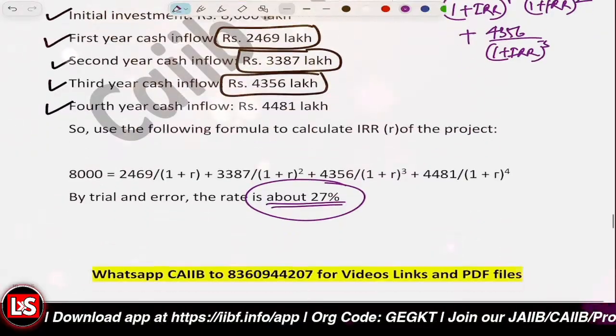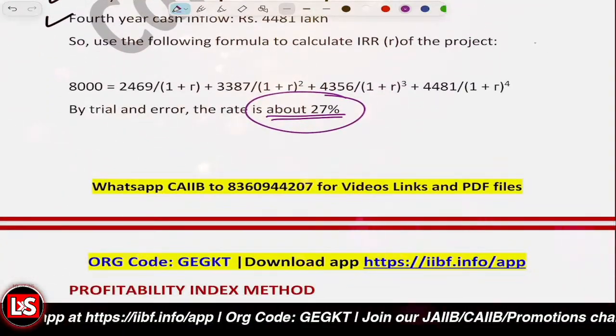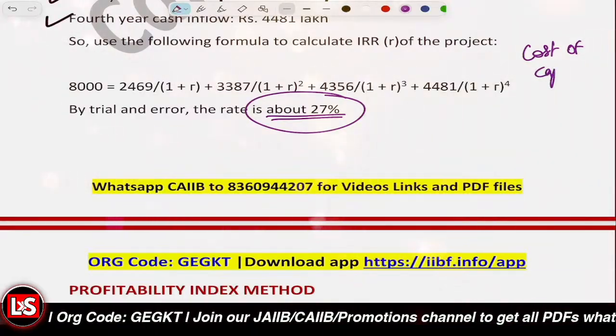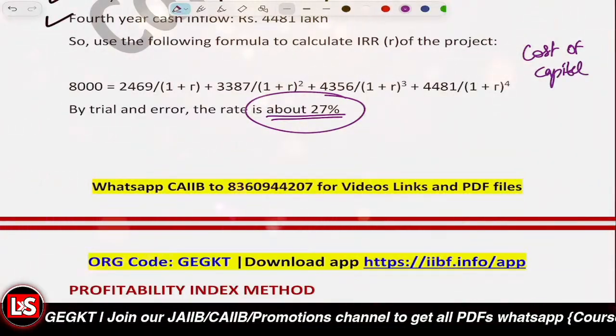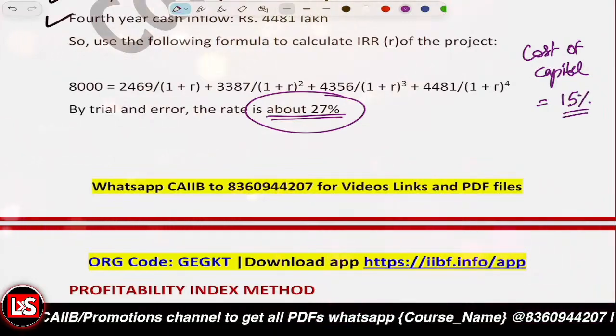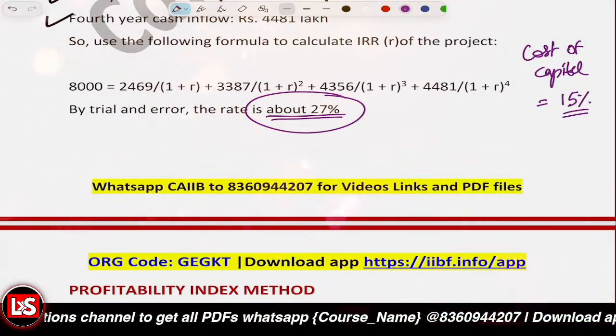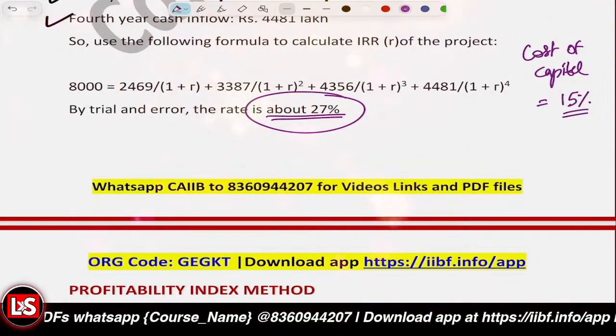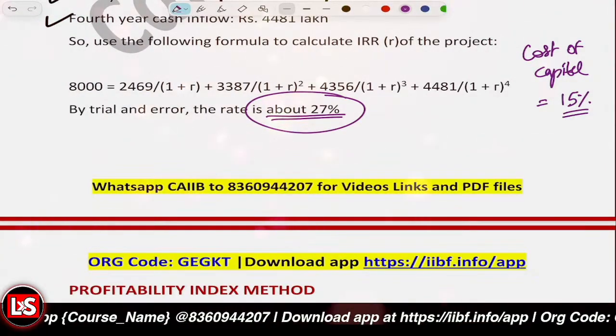Okay, so let's say the cost of capital is equal to 15%. Would you be undertaking this project? Do answer yes or no. Would you be undertaking this project?